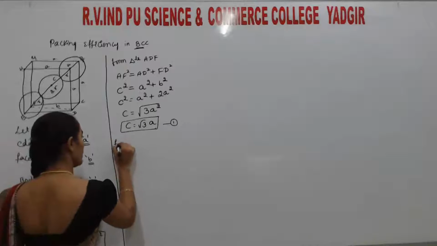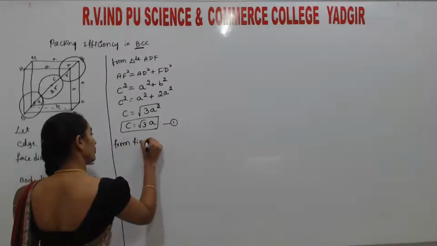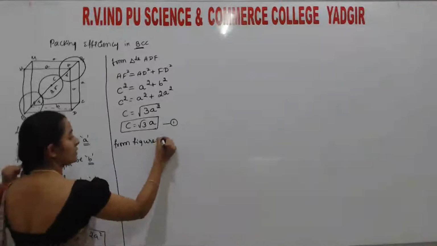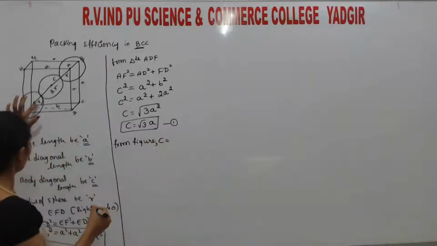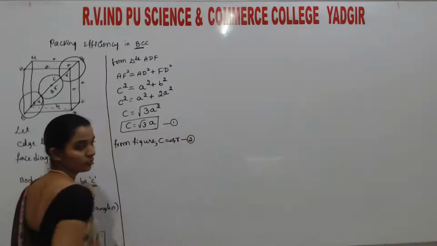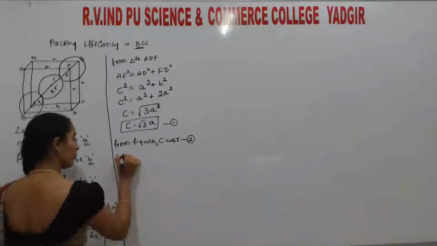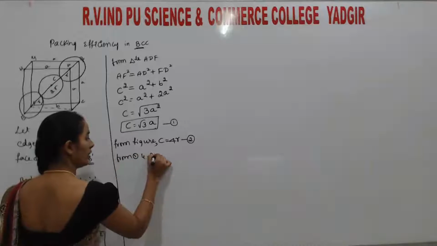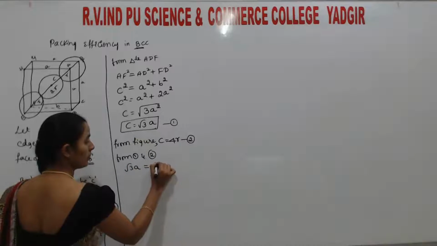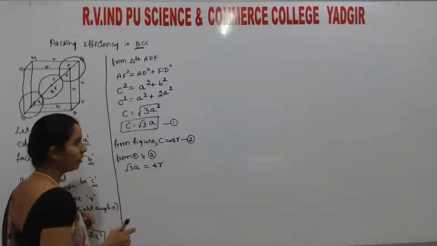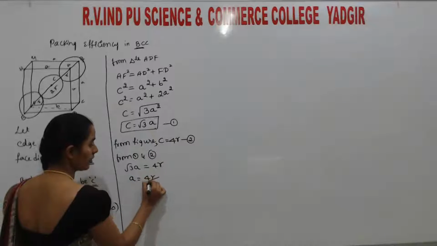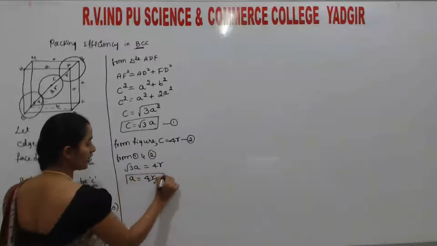Second one. From the figure, c is equal to r plus 2r plus r, which means 4r. That is equation 2. Next, from 1 and 2, the left hand sides are the same, so comparing, root 3 a is equal to 4r. So a is equal to 4r divided by root 3. This is the edge length.